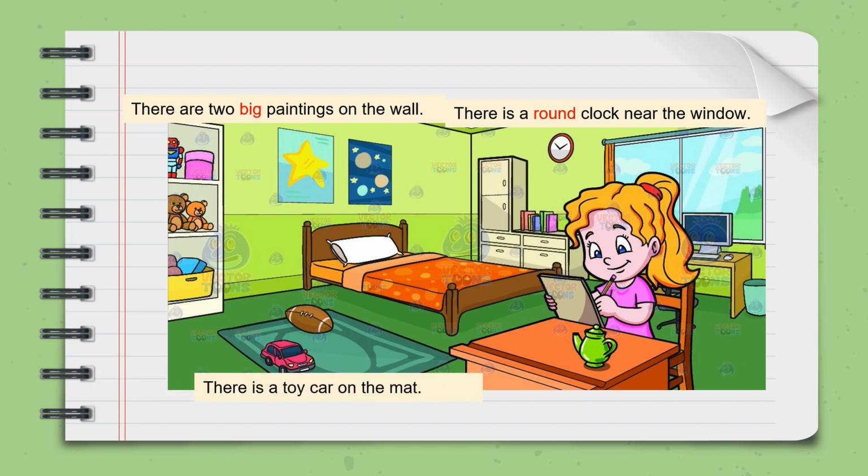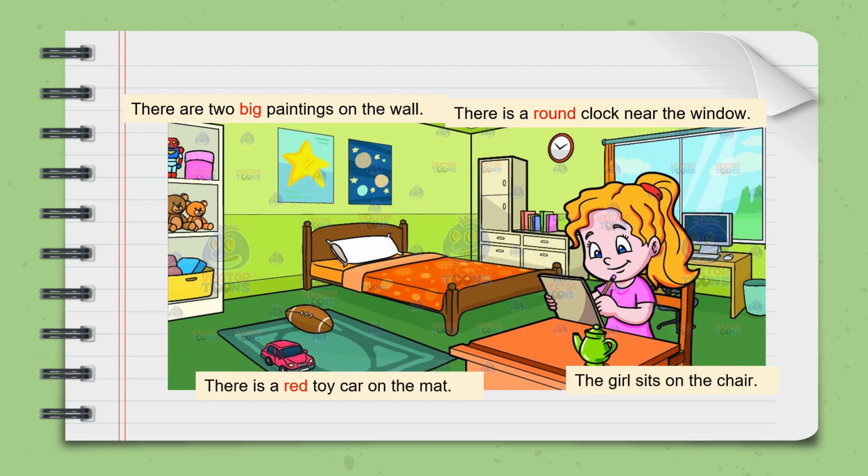The third sentence, it's about the toy car. What color is the toy car? It's red. Okay, so where would we put the word red? You're right. There is a red toy car on the map.